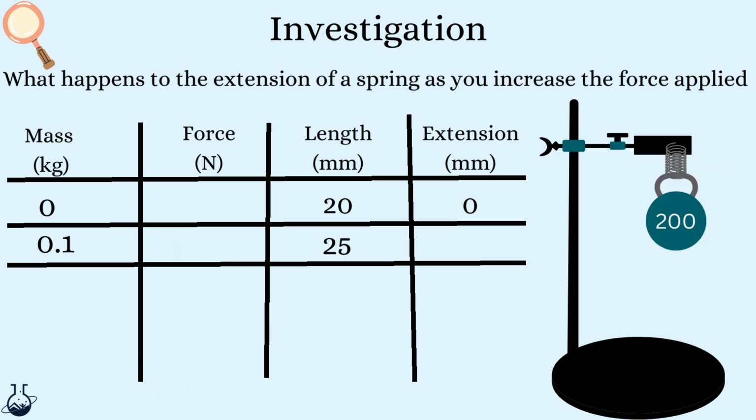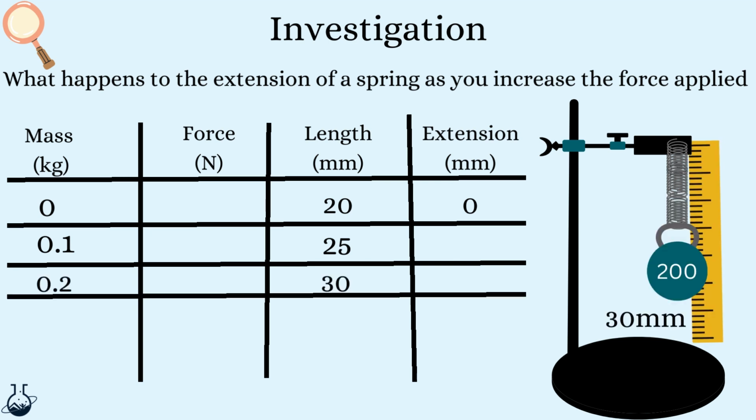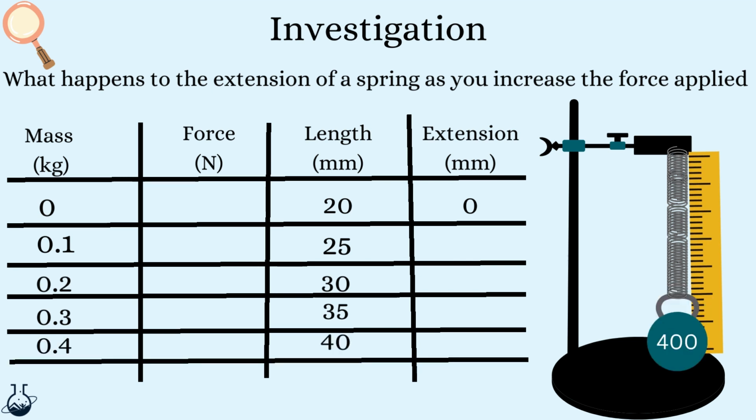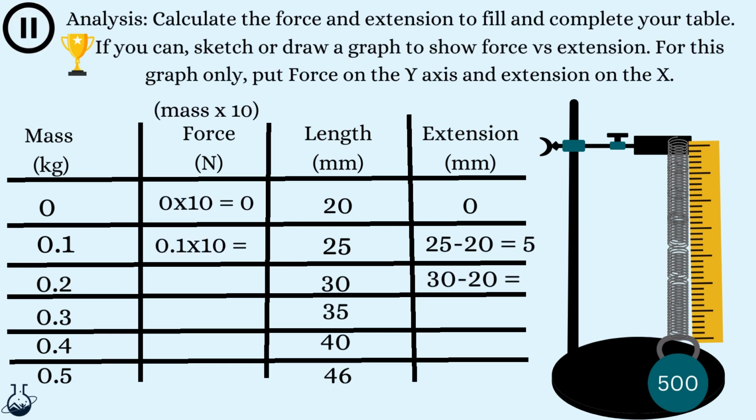Okay, moving on. Now I'll add another 100 grams onto my stretched spring. So I now have 200 grams, or 0.2 kilograms of mass on the end of my spring. I'm going to measure and record, and then repeat for 300 grams, 400 grams, and finally 500 grams, or 0.5 kilograms. Now that we have collected results from our experiment, it's time to analyse them.